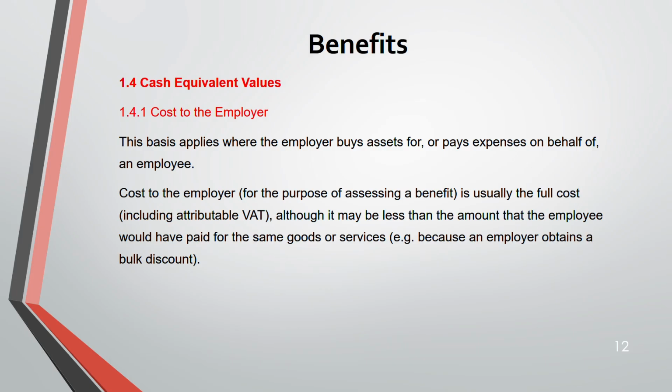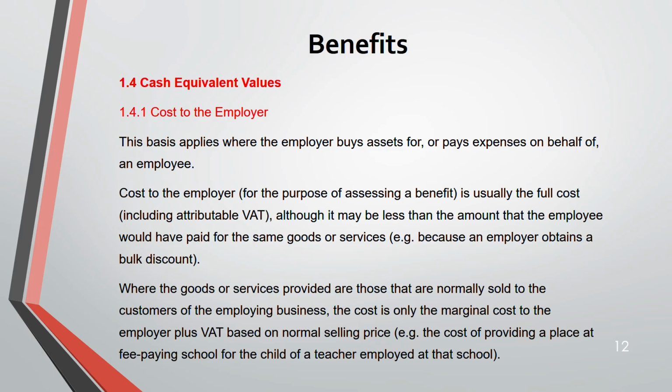So I'm sorry, the employer is paying less than the employee. Why? Because the employer is getting the advantage of a bulk discount. Now, where the goods and services provided are those that are normally sold to the customer, the cost is only the marginal cost to the employer plus the VAT based on the normal selling price. Let's say the cost of providing a place at a fee paying school for the child of a teacher employed at that school.